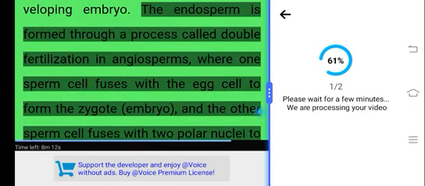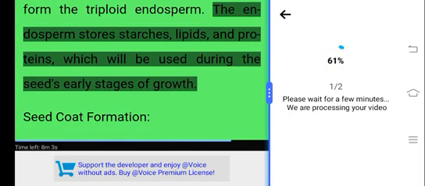The endosperm is formed through a process called double fertilization in angiosperms, where one sperm cell fuses with the egg cell to form the zygote (embryo), and the other sperm cell fuses with two polar nuclei to form the triploid endosperm. The endosperm stores starches, lipids, and proteins, which will be used during the seed's early stages of growth.